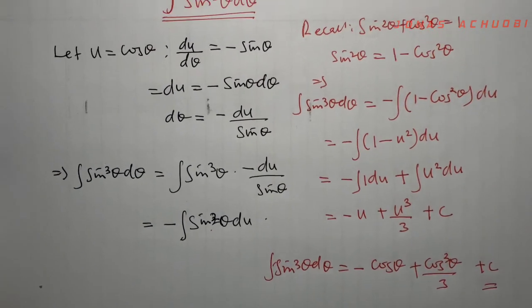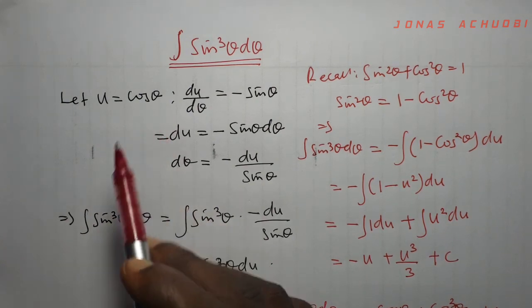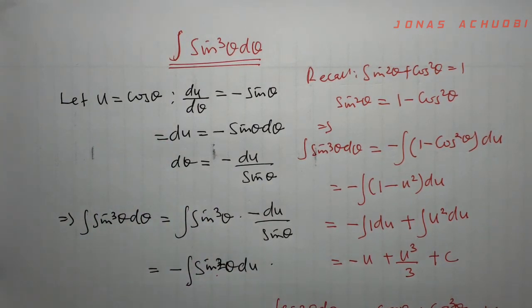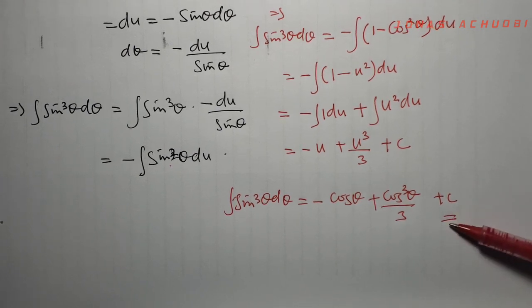So the method we have used here is by saying let u be equal to cos theta. However, we can also use the method of trig identities, and we shall arrive at an integral that has a different form from this one.